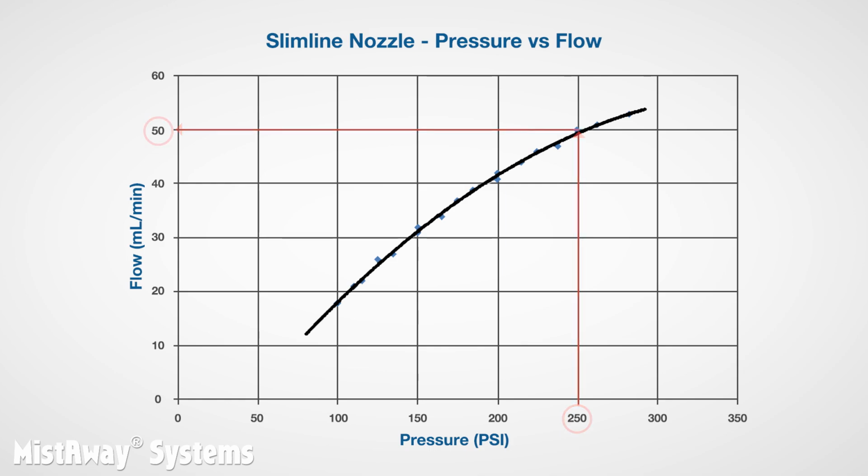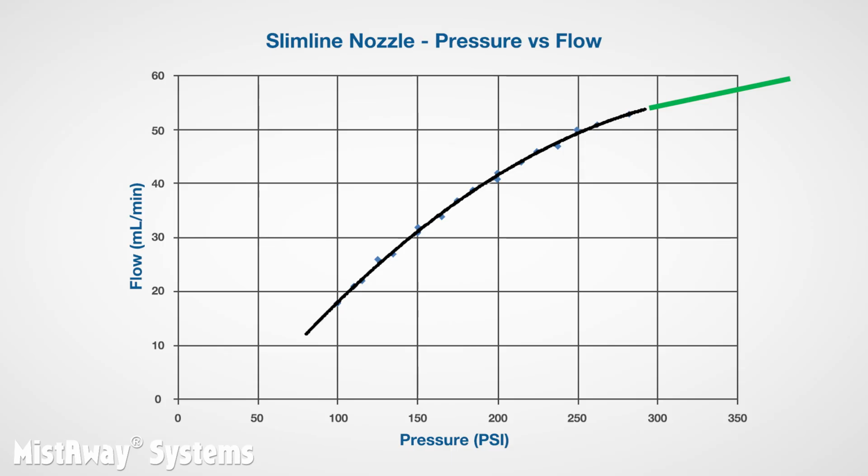In MistAway U, we introduced rules to follow during design and installation to help you ensure that each nozzle operates at a minimum pressure of 200 psi. At 200, a slimline nozzle flows at a rate of about 40 milliliters per minute. Now notice something else about this curve. Starting at about 200 psi, the curve flattens out.